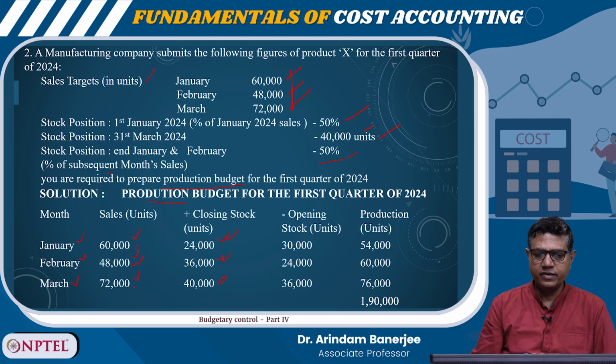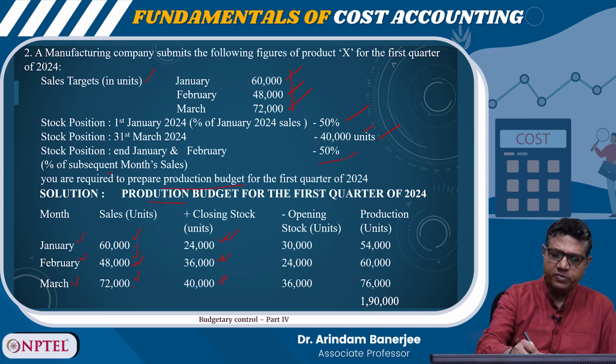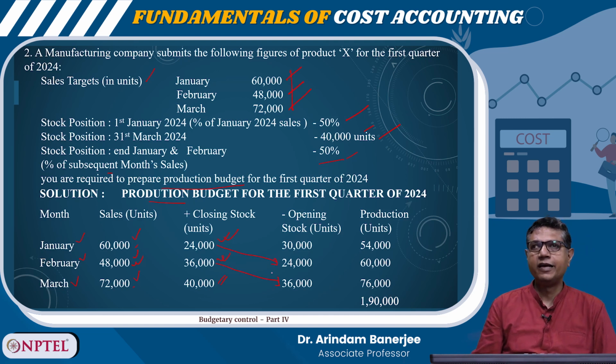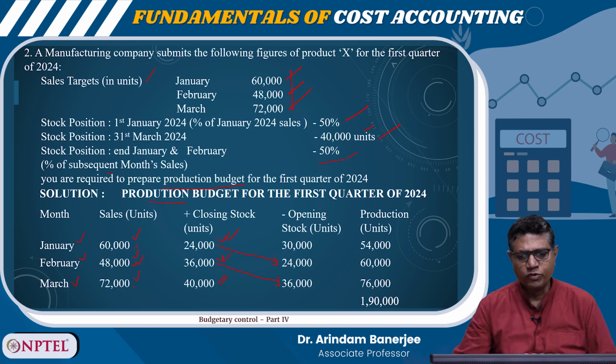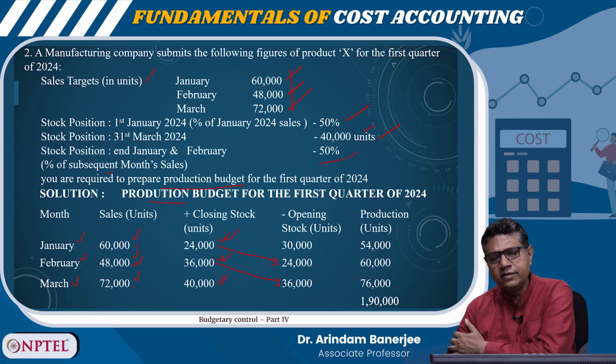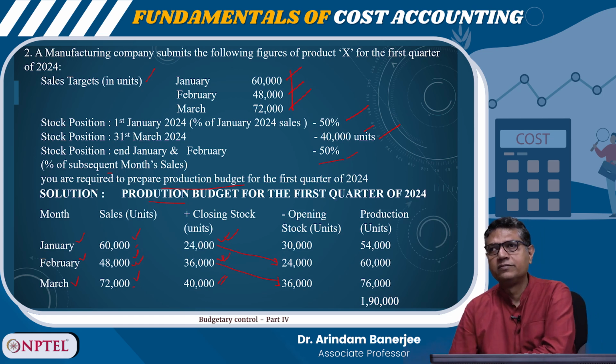Now, what is the closing stock in the previous month? That is the opening stock in the next month. The closing stock in the previous month will be the opening stock in the next month.